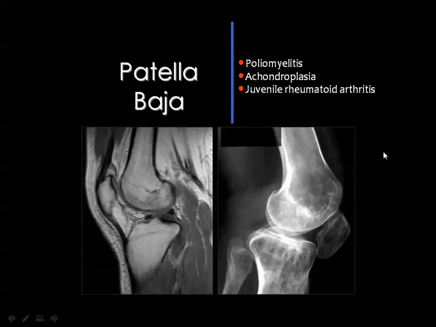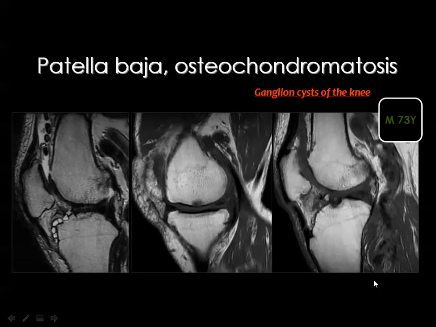This condition is seen commonly in poliomyelitis, in some cases of achondroplasia, and also in some cases of juvenile rheumatoid arthritis. You can also appreciate the abnormal position of the patella in the plain X-ray. This patella should be here, but in this X-ray it is inferiorly displaced. This is patella baja, and you can see the patella is displaced inferiorly opposite the articular surface of the knee.